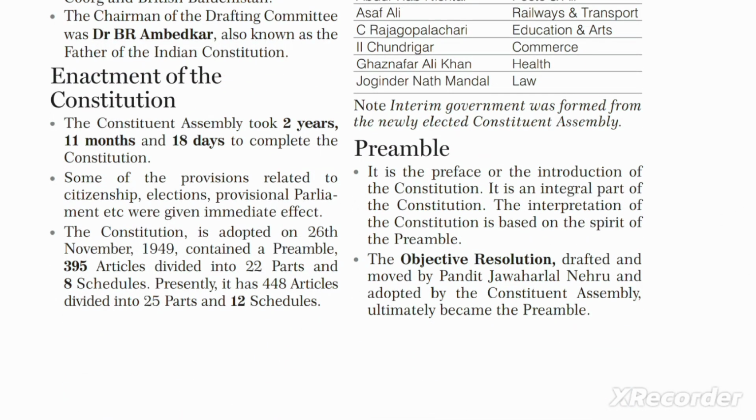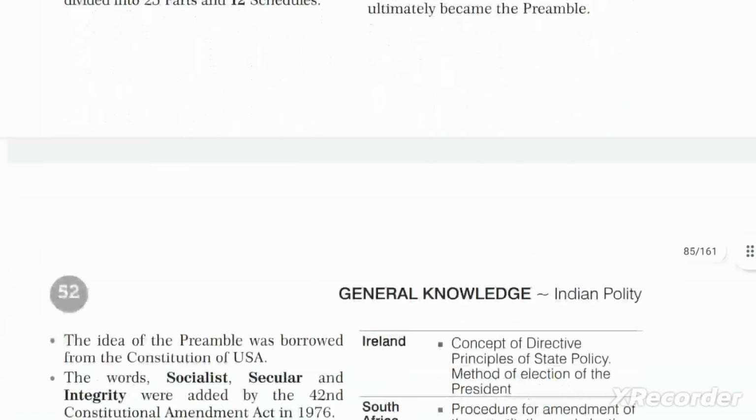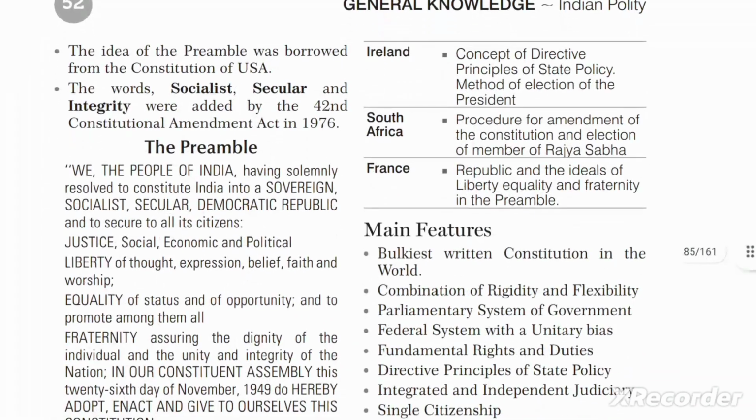Preamble. It is the preface or the introduction of the Constitution. It is an integral part of the Constitution. The interpretation of the Constitution is based on the spirit of the preamble. The Objectives Resolution drafted and moved by Pandit Jawaharlal Nehru and adopted by the Constituent Assembly ultimately became the preamble. The idea of the preamble was borrowed from the Constitution of the USA. The words socialist, secular and integrity were added by the 42nd Constitutional Amendment Act in 1976.